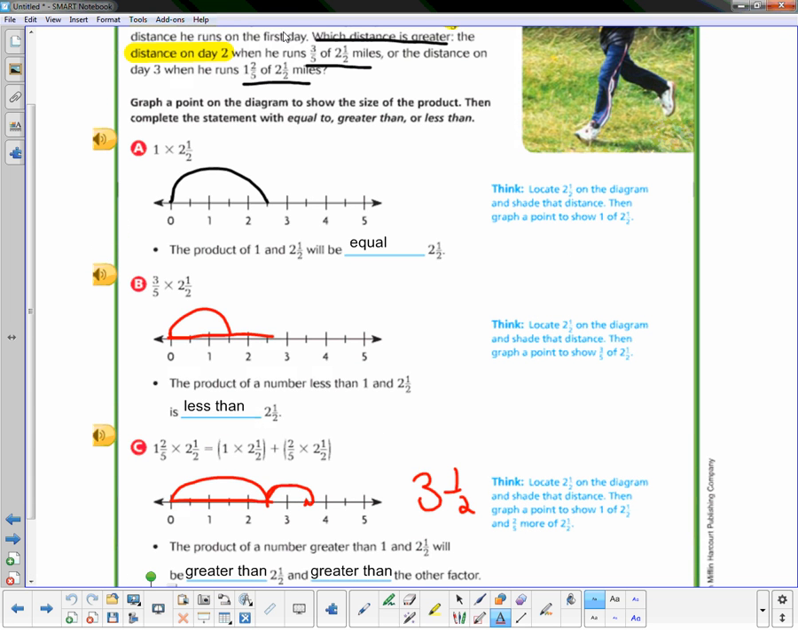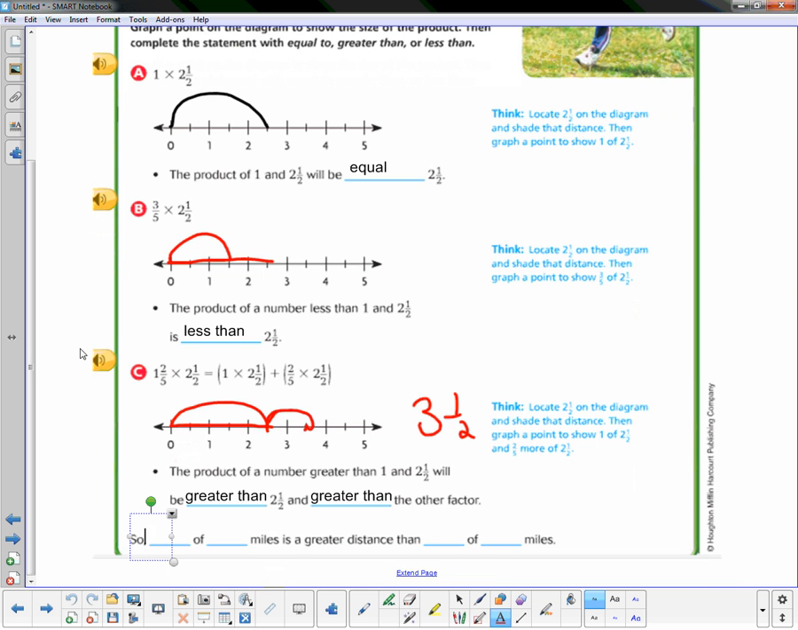Which distance did he run more, on day 2 or day 3? Well, on day 2 he ran less, and on day 3 he ran more. So 1 2/5 of 2 1/2 miles is a greater distance than 3/5 of 2 1/2 miles.